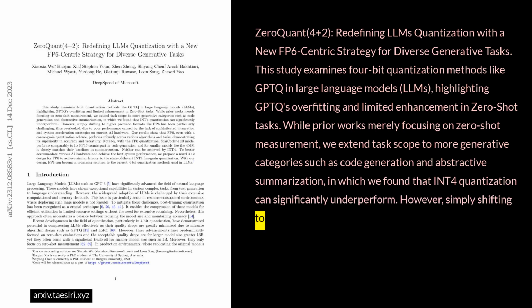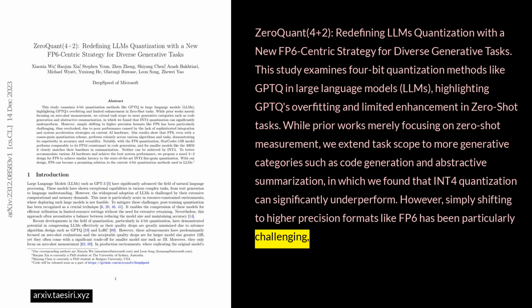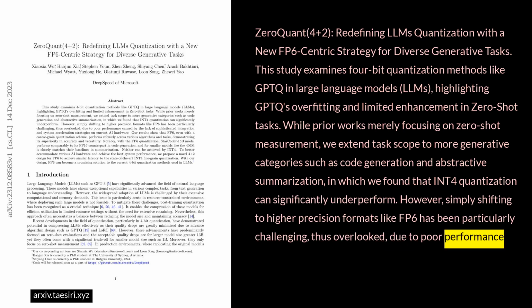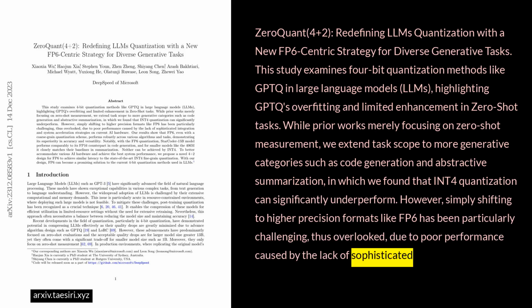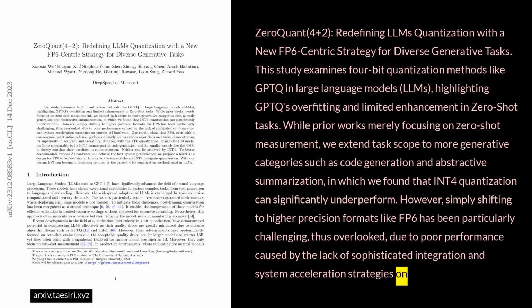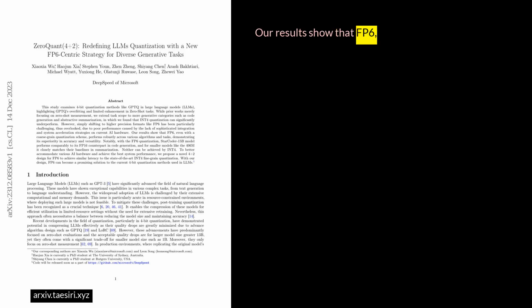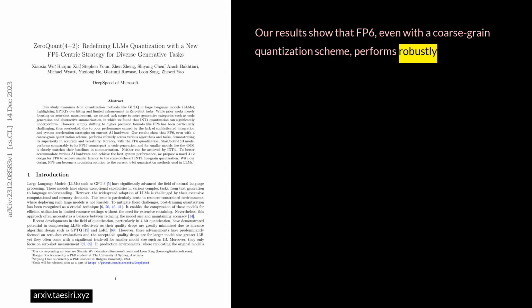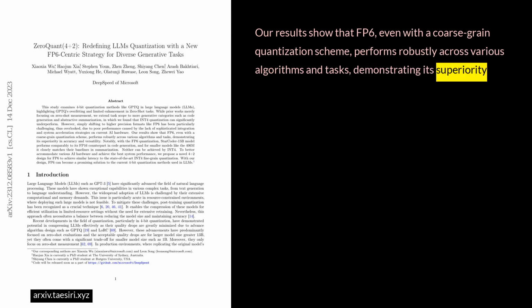However, simply shifting to higher precision formats like FP6 has been particularly challenging, and thus overlooked, due to poor performance caused by the lack of sophisticated integration and system acceleration strategies on current AI hardware. Our results show that FP6, even with a coarse-grained quantization scheme, performs robustly across various algorithms and tasks, demonstrating its superiority in accuracy and versatility.